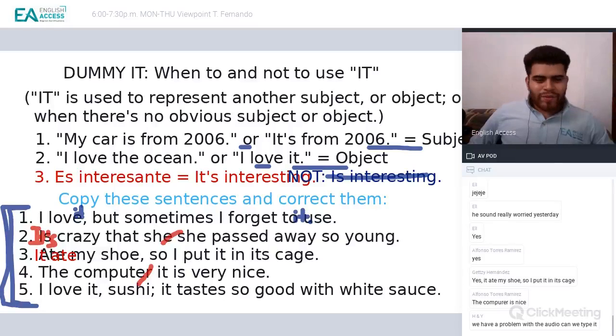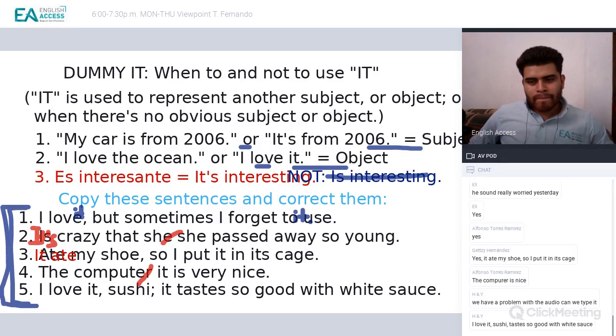Number 5 was the most difficult one. Let's see if they got it correct. I love it. Sushi tastes so good with white sauce. All right. That is one option. But the punctuation is a little off.